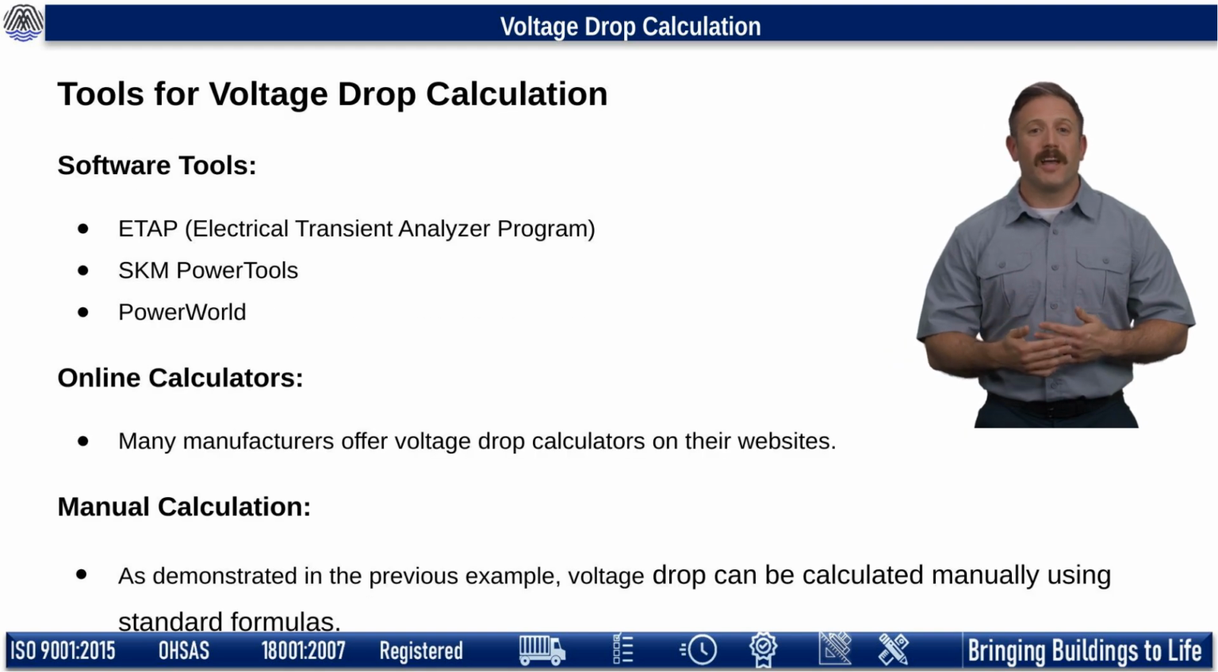Slide 10. Calculation tools. Fortunately, there are many tools to simplify these calculations. Software. ETAP, SKM Power Tools, and PowerWorld are popular in our industry. Online calculators. Many are provided by manufacturers for quick estimates. Manual calculations. As we did today, always useful for spot checks or simpler systems.